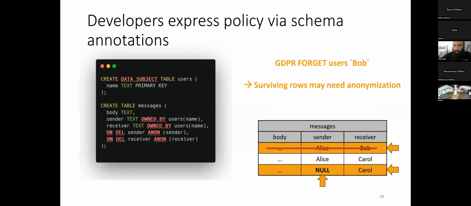Now, developers can express this to K9db using anonymization annotations. Here, these annotations instruct K9db to set the sender column to null when the sender requests deletion of their data, and do the same thing for the receiver if the receiver requests deletion.